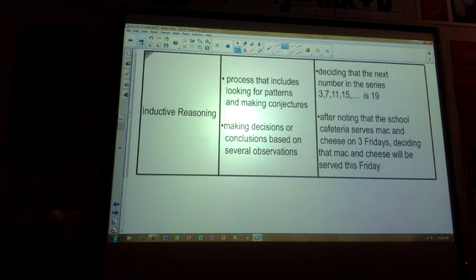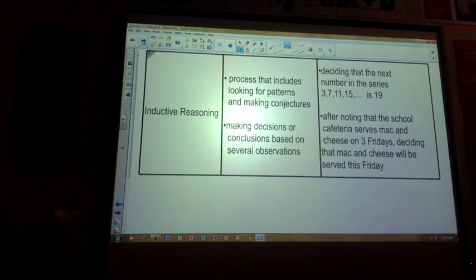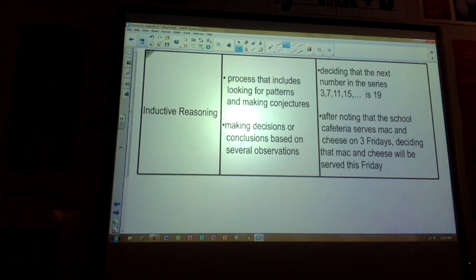Inductive reasoning. A process that includes looking for patterns and making conjectures. Okay? We look for a pattern. We were trying to make some sort of reasoning behind how we get to the next part of the sequence. Making decisions or conclusions based on several observations.